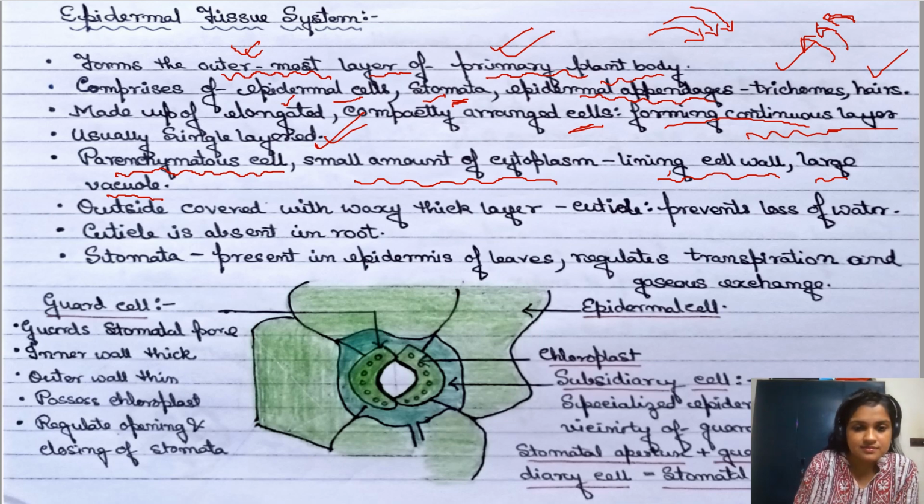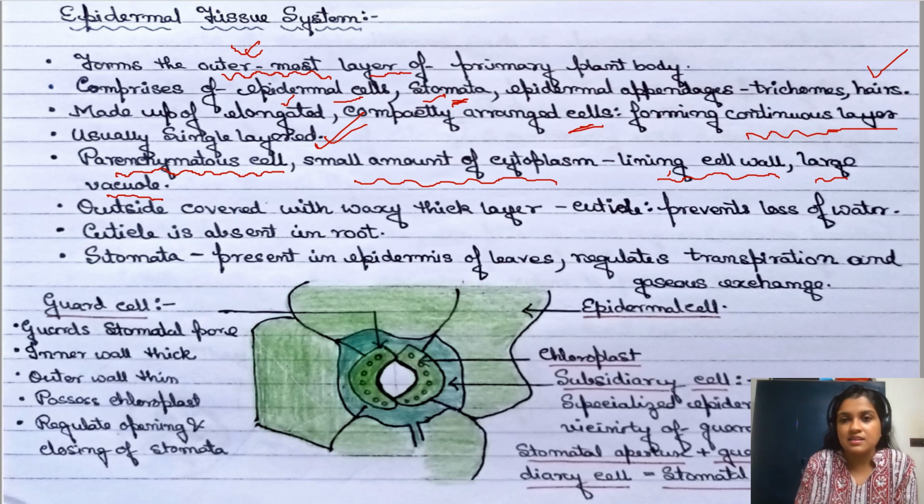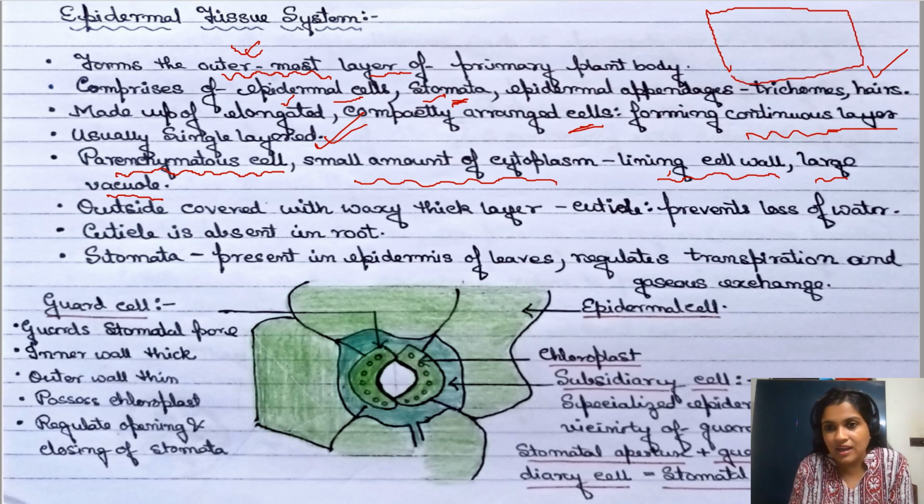Let me draw it here. What I was trying to tell is that these are elongated cells with a large vacuole and a very small amount of cytoplasm lining the cell wall. So this is the vacuole, this is the cytoplasm, and the cell wall. This is the overall structure of the epidermal cells.